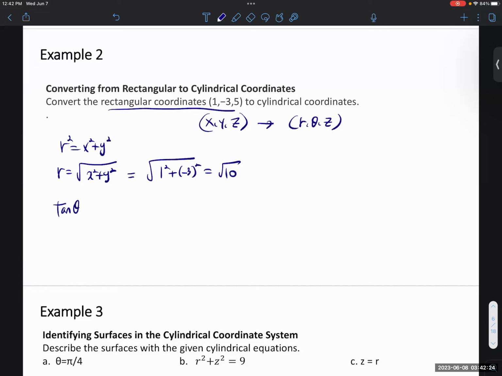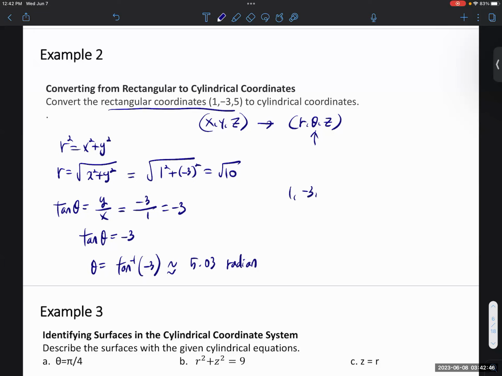And then we also know tangent theta is y over x. So y is -3, x is 1, so that's -3. That means tangent theta is -3. I'm looking for theta, so it will be tangent inverse of -3. You can convert it to 5.03. This is in radians. So what does it mean? We just changed 1, -3, 5 to radical 10, 5.03, and z is the same thing in terms of the cylindrical coordinate. So they're locating the same thing.